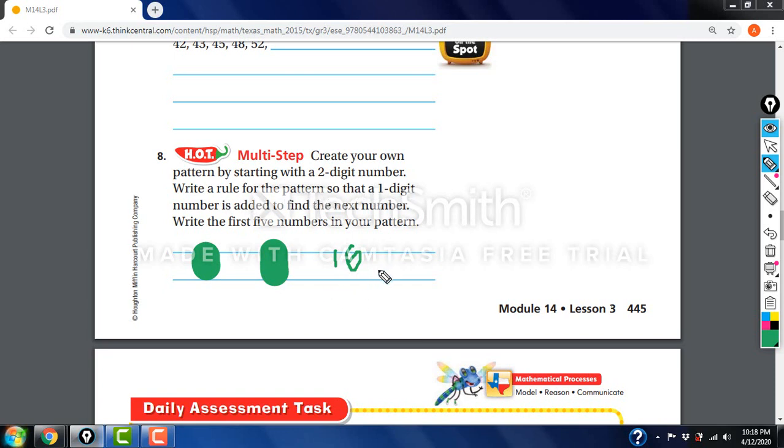So a 1-digit number can be 2. Add 2. That's my rule. It asks you to write the first 5 numbers. 1, 2, 3, 4, 5. This is my pattern, add 2. So it'd be 16, 18, 20, 22, and 24.